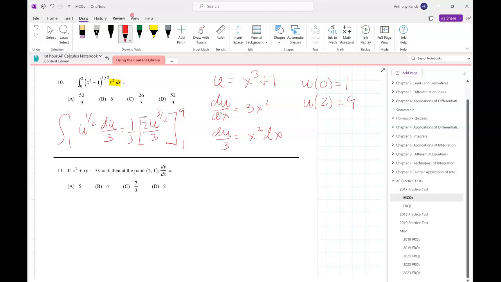So I do my antiderivative. Now 1 to the 3 over 2 should be pretty easy. How about 9 to the 3 over 2? How do I do that?